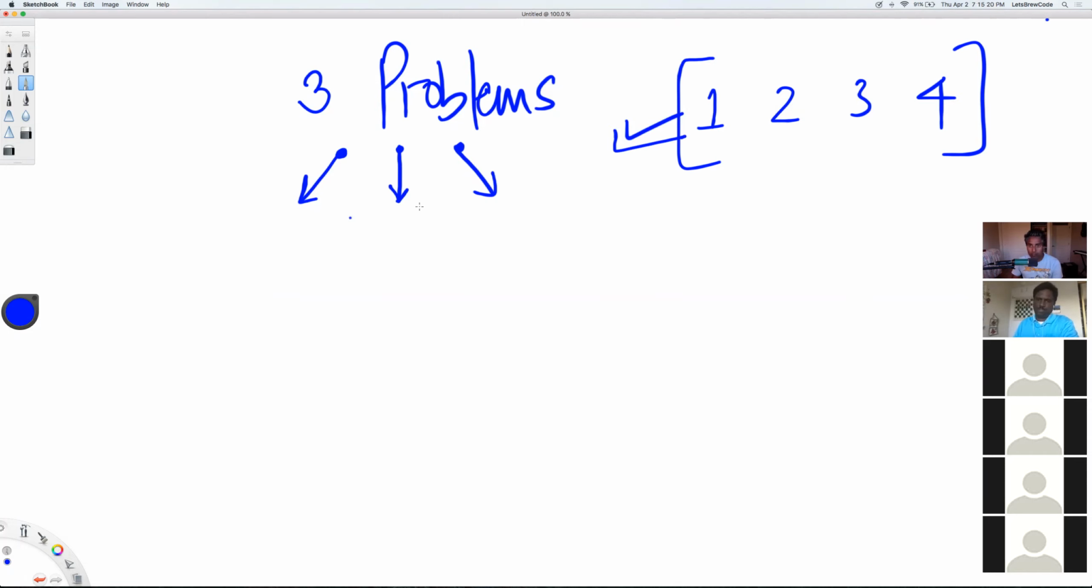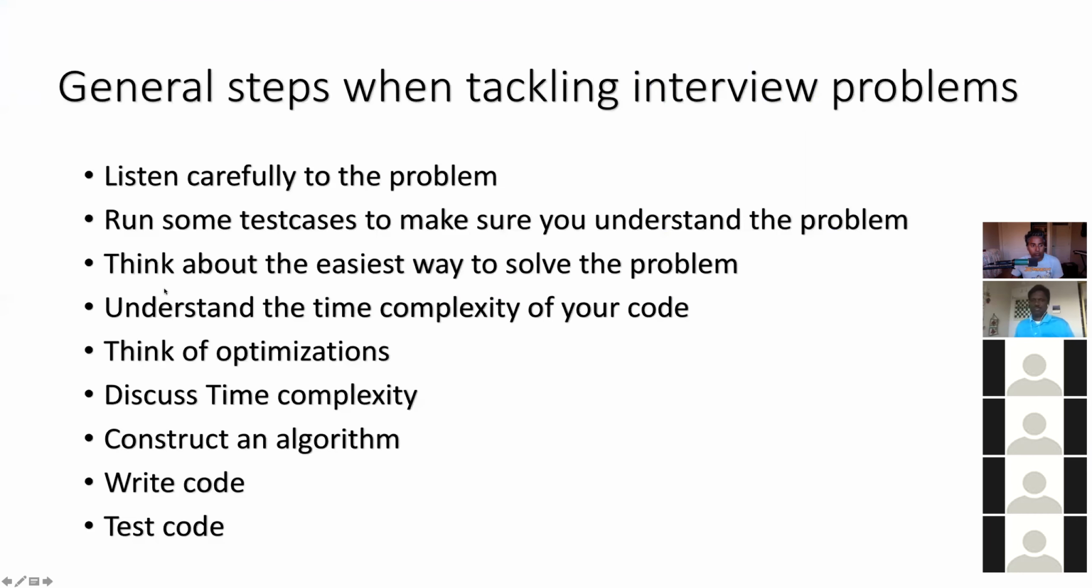Okay. So think about this. Step one, think how you are solving this in your head. That's number one. Second, you need to think about the time complexity of that simple, easiest solution that you can think of. What is the time complexity of it? Then if possible, apply the optimization, then think about the time complexity and construct the algorithm. I want you to go to this stage, construct an algorithm.